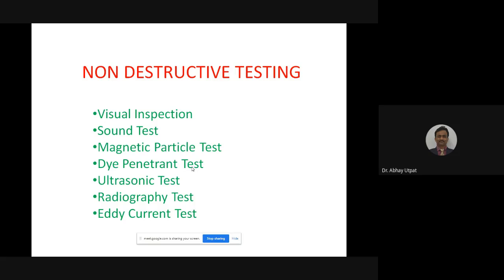Okay, we'll continue. Non-destructive testing is classified into the following types. You can take screenshots of this PPT. Then sound test, then magnetic particle test, then dye penetrant test, then ultrasonic test, radiography test, eddy current test. So visual inspection and sound test, these two tests are non-standard tests. I think I have explained to you about visual inspection and sound test.